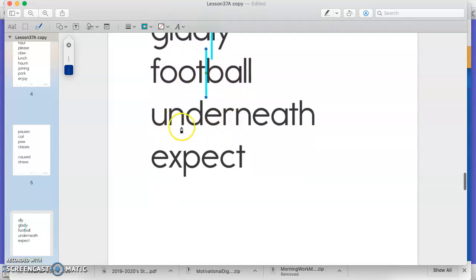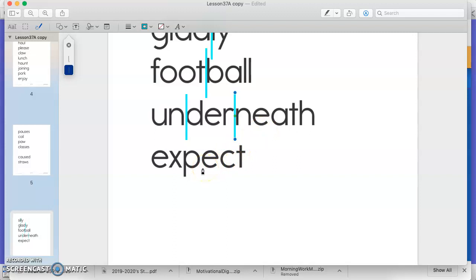Here we go. This word is underneath. Let's snap it. Underneath. I see vowel, consonant, consonant, vowel. I would separate it between the E, R, and the N. So let's see. Underneath. Excellent. 3 syllables.